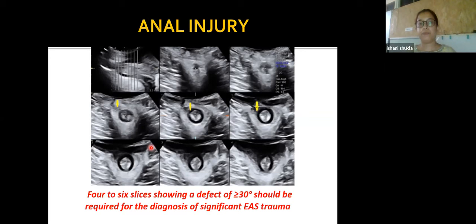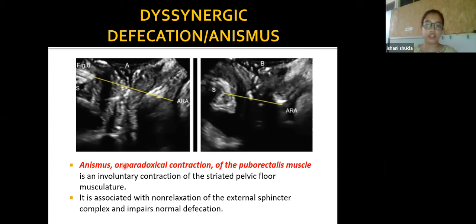What is dyssynergic defecation or anismus? Anismus or paradoxical contraction of the puborectalis muscle is an involuntary contraction of the striated pelvic floor musculature. It is associated with non-relaxation of the external sphincter complex and impairs normal defecation.